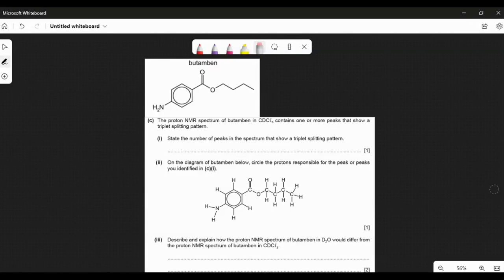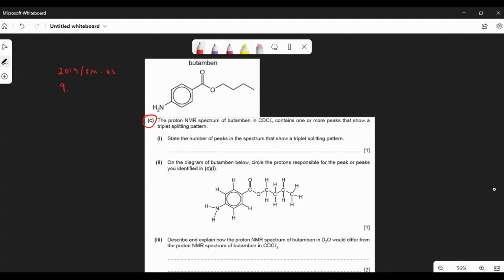This is for Retabili and this is from 2019. I think it's the February-March paper, and if it is, it's paper 42. And I think it's question 9. All right, 9C to be precise.